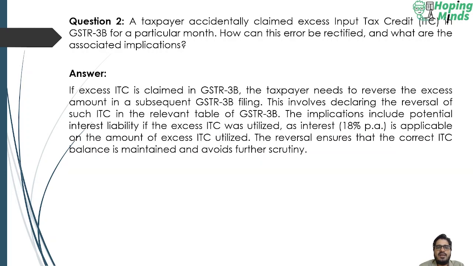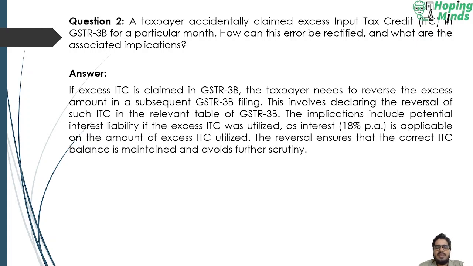Moving ahead, a taxpayer accidentally claimed excess input tax credit in the GSTR 3B for a particular month. How can this error be rectified and what are the associated implications? So, direct amendment in GSTR 3B is not possible. So, any amendments or any rectifications in the data of GSTR 3B can be done in the subsequent period only.